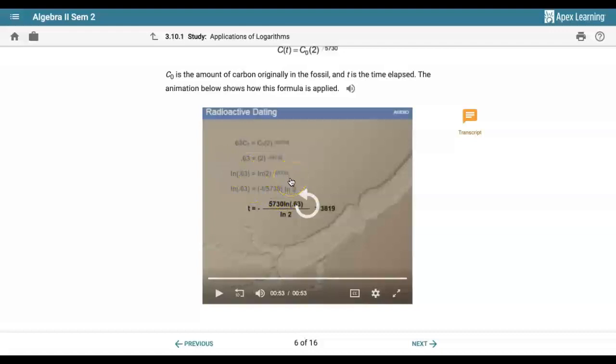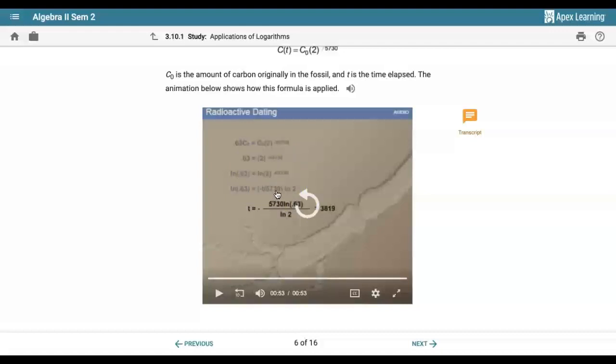But as long as you're consistent, that's what matters here. All right. So now if we have the natural log of 0.63 equals the natural log of 2 raised to the power of t over 5730. Again, what happens here is if we have our log function raised to the power of something, we carry this out in front. So this exponent now becomes a constant out in front. All right, so we have our negative t divided by 5730.